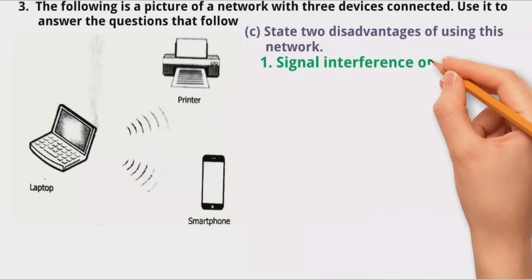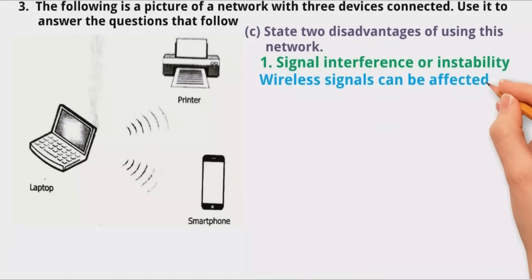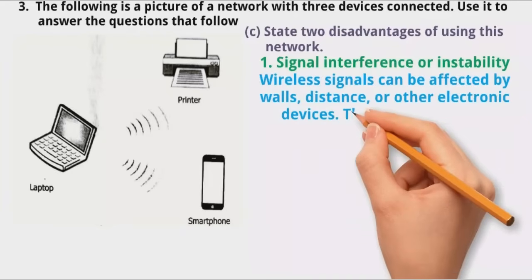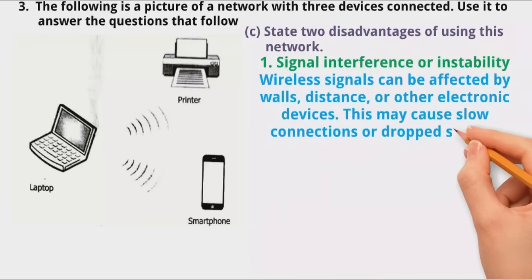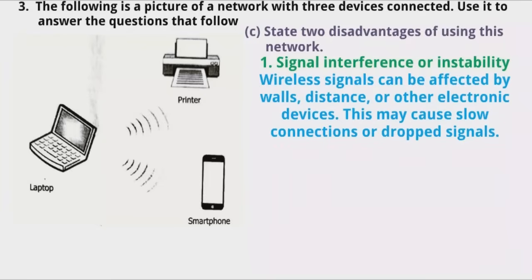Number 1, signal interference or instability. Wireless signals can be affected by walls, distance, or other electronic devices. This may cause slow connections or dropped signals.